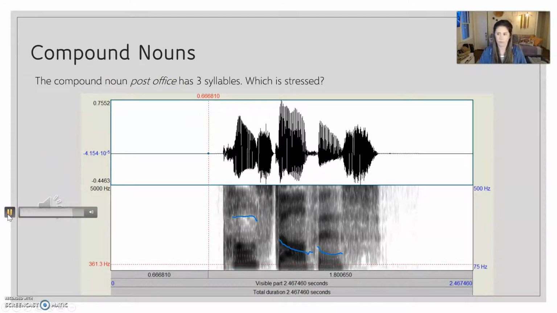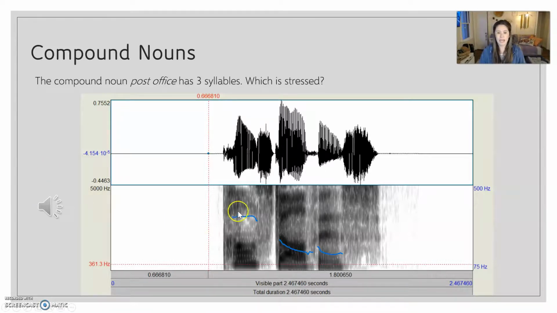Post office. Post office, right? One more time. Post office. Sometimes it can help to be able to see this and then you're able to hear it more easily, right? So this is the stress pattern for a compound noun.